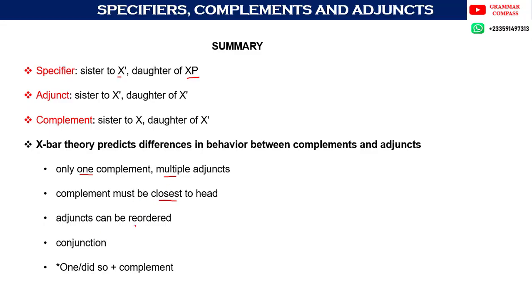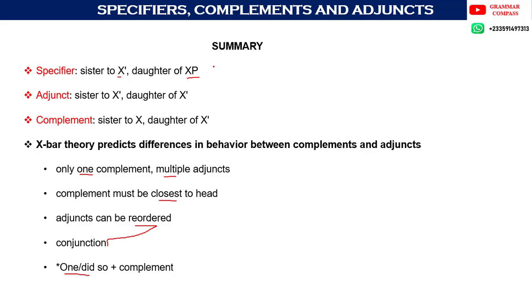Adjuncts can be reordered. We can use the conjunction test to tell which is a complement and which is an adjunct. Complements are conjoined with complements, adjuncts are conjoined with adjuncts. We can also use the "one" or the "did so" test. If you bring it before a complement, it will not make sense. But if you replace the head with any of these before an adjunct, it makes sense. So take note of this.